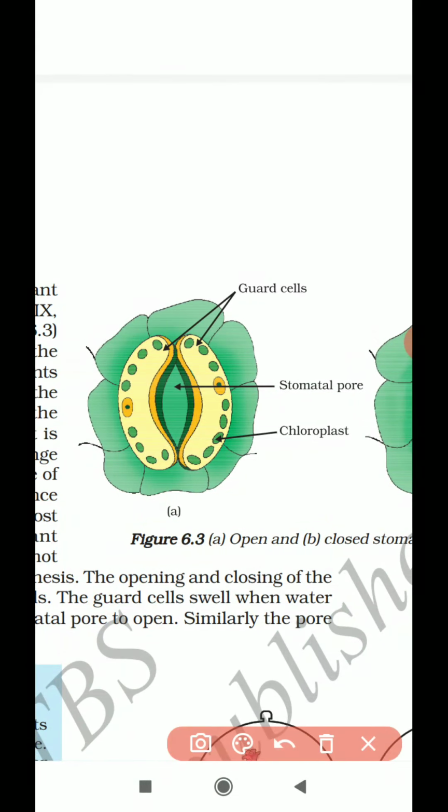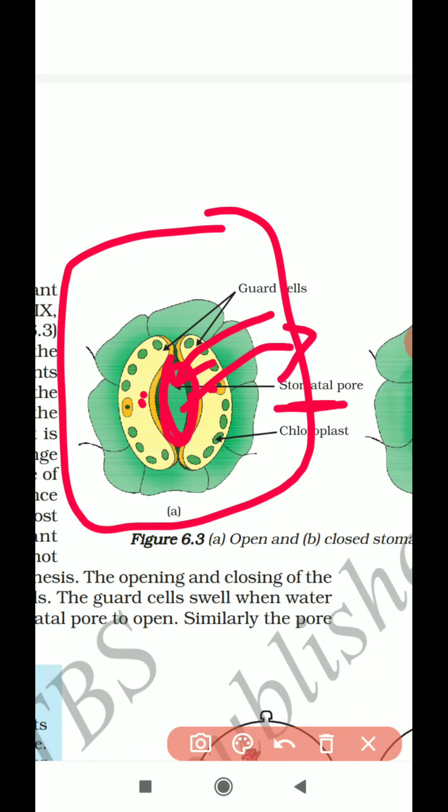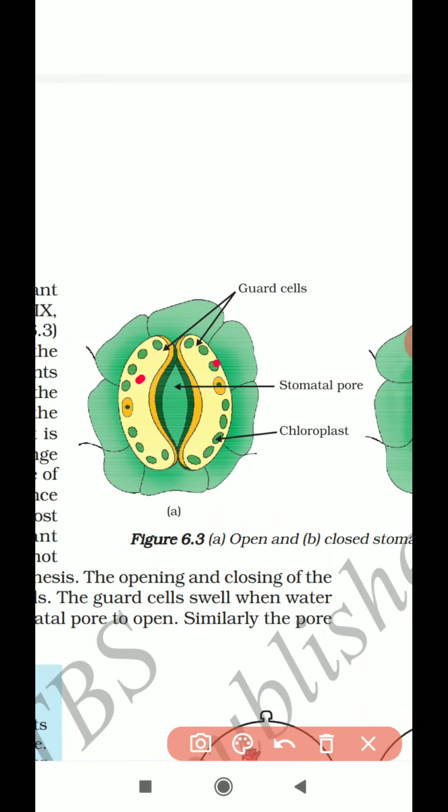See, look at the diagram. This is the diagram of a stomata. These two are called guard cells, and the space between them is the stomatal pore. Through this space only, carbon dioxide and oxygen gas will get exchanged. This yellow one is called the nucleus, and all the green ones are called chloroplasts, and these two, which are kidney shaped or bean shaped, are called guard cells. Got it clear?